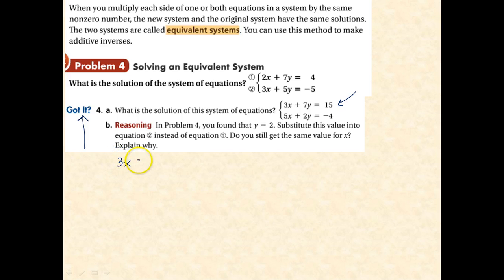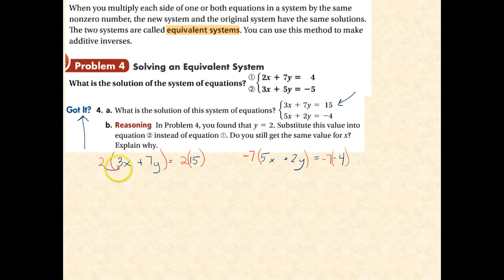So 3x plus 7y equals 15, and 5x plus 2y equals negative 4. I'm multiplying both sides of the first equation by 2, because that'll give me 14y. And I'm multiplying both sides of the second equation by negative 7, because that would give me negative 14y.